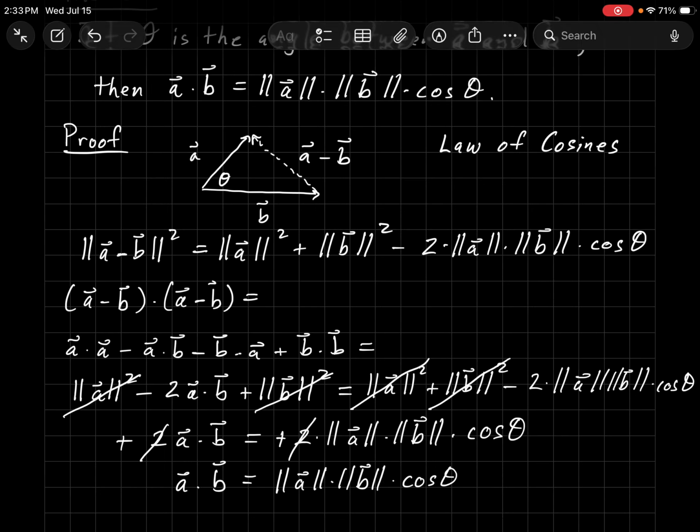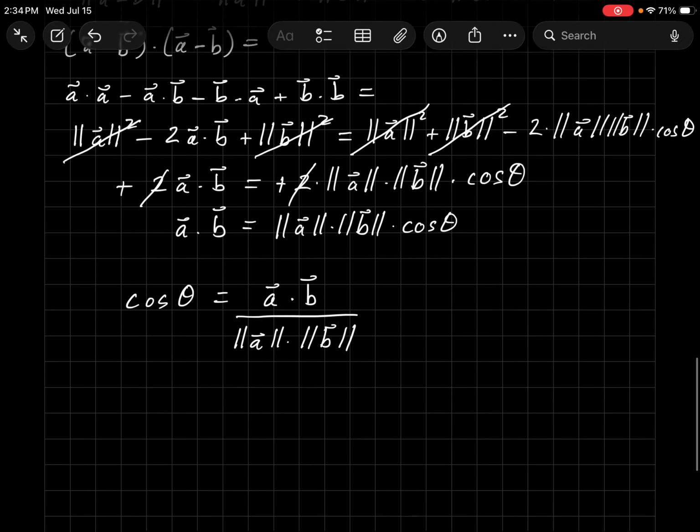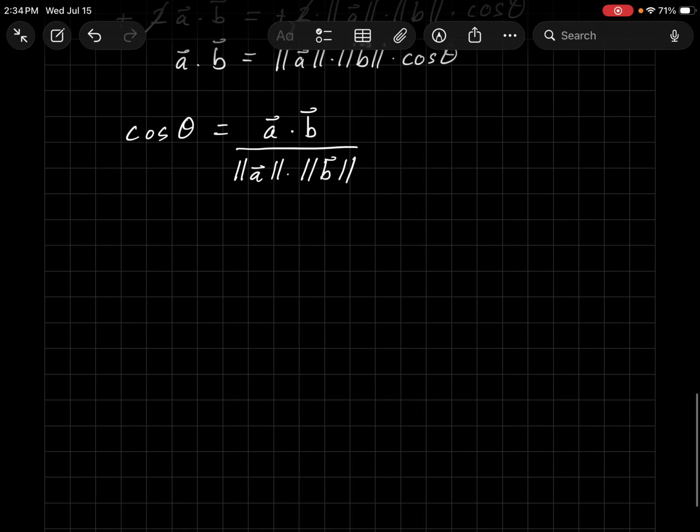So that's the end of the proof, but just a side note. Often we want to find the angle between two vectors, so we could rearrange the equation to give us cosine of theta equals A dot B over the magnitude of A times the magnitude of B. And let's do an example. Let u equal the vector 1, 4, 2, and then v will be the vector negative 3, 1, 1. And I want to find the angle between them.